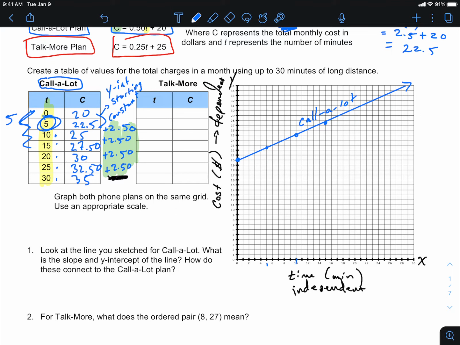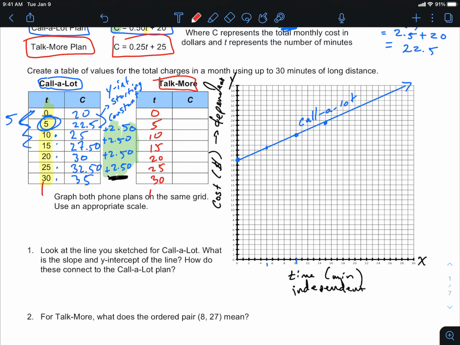okay? Now we can flip over and do the exact same thing with the talk more. Right? And remember, we're going to do the talk more graph in red. Right? So you're looking, and you want to make a direct comparison too, right? So you want to say, okay, well, if I talk on the phone for 0 minutes, how much is it going to cost me? If I talk on 5, if I talk for 10, 15, 20, 25, and 30, right? You want to make these match so you can have this direct comparison, right?